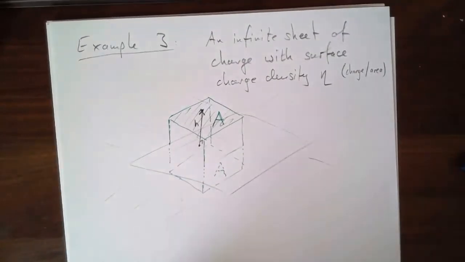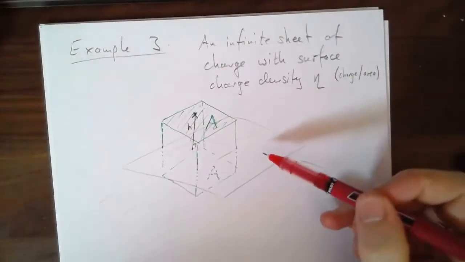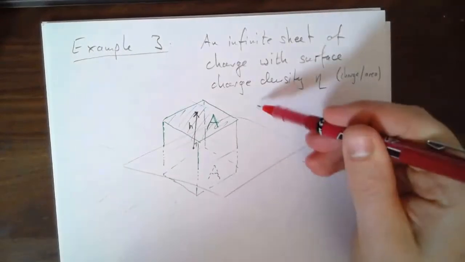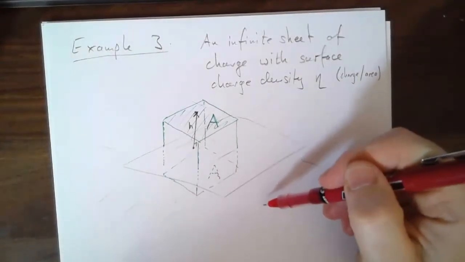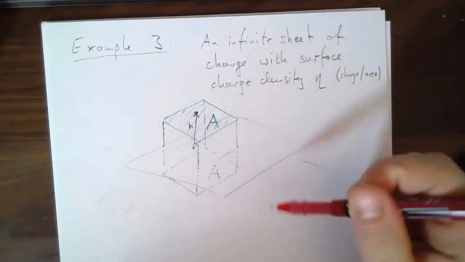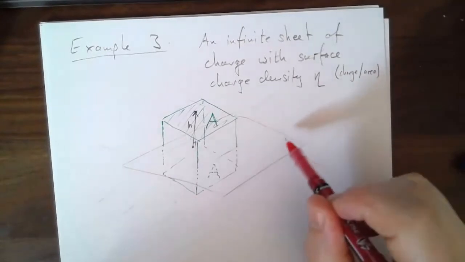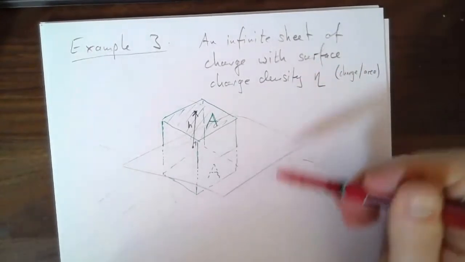What does the electric field look like? Well, could the electric field be at an angle? I'm going to argue it's going to go straight up or straight down. And if the sheet is positively charged, it's probably going to be pointing away from the sheet. Why can't it be at an angle? Why does it have to be straight up or straight down?